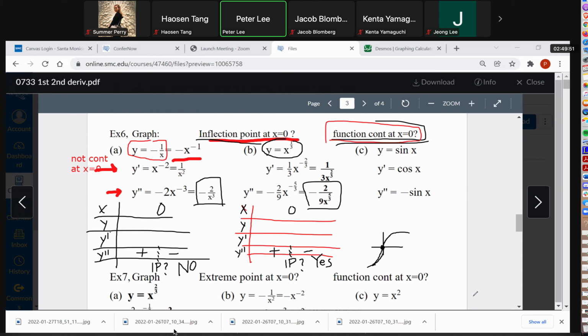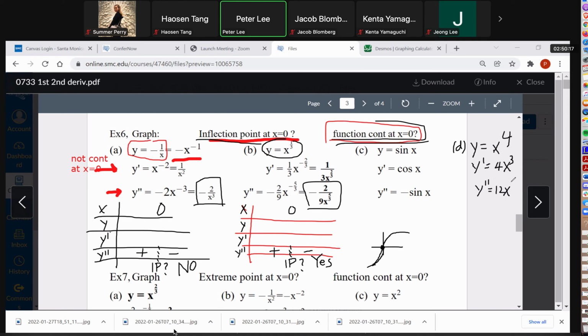Now what happens if the sign doesn't change? One thing I didn't put here is part D. Let me put part D here. Part D is y equals x to the 4th power. So we have y prime is 4x cubed, and y double prime is now 12x squared.